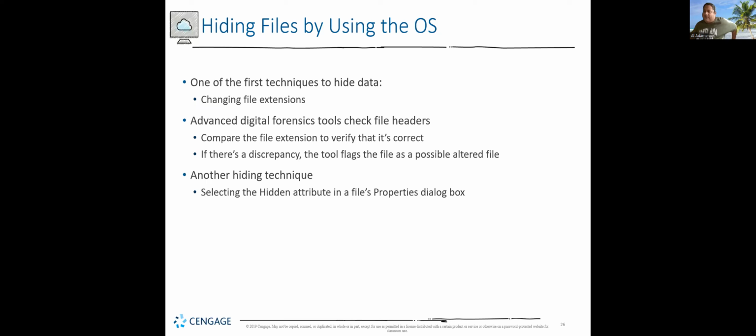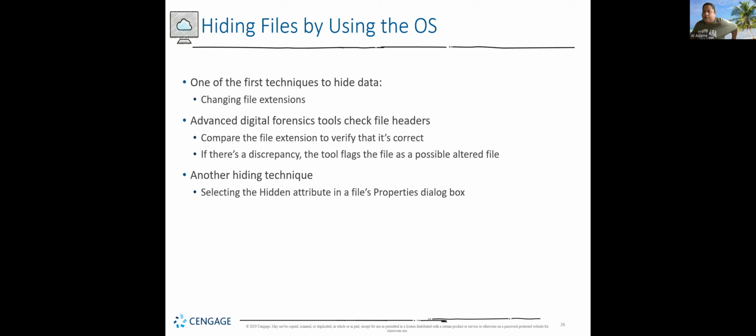Advanced digital forensic tools check the file header and compare the file extension to verify that it's correct. If there is a discrepancy, the tool flags the file as possibly altered. That's pretty neat. So it does most of the work for you. You just learn how to drive it. I'll probably give you some files like that you can play with. They'll be simple things that just say test in there. It won't poison your computer or anything. I'm not that evil.